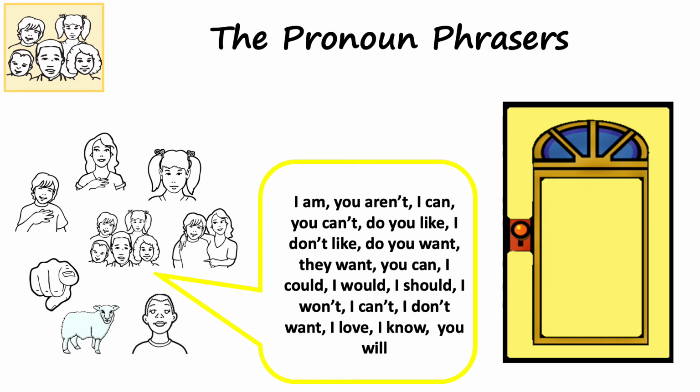Sometimes the kids argue about who is the smartest. I am. No, you aren't. Sometimes they fight over who can do something. I can. You can't. Sometimes they fight about liking something. Do you like it? I don't like it. And sometimes they fight about wanting something. Do you want it? No, they want it.